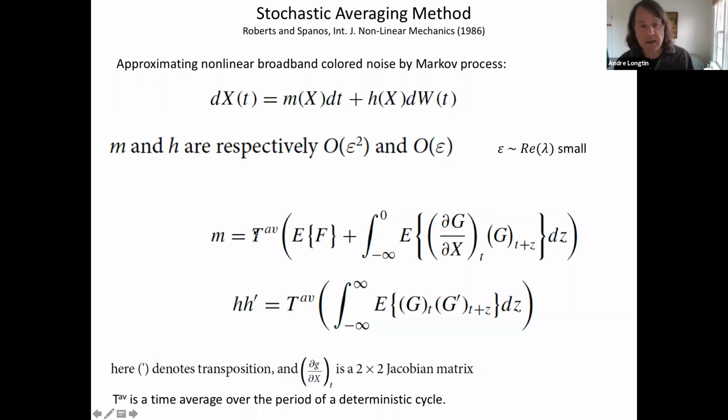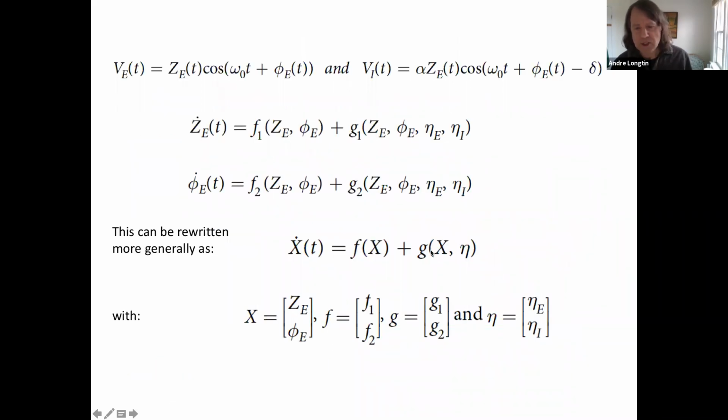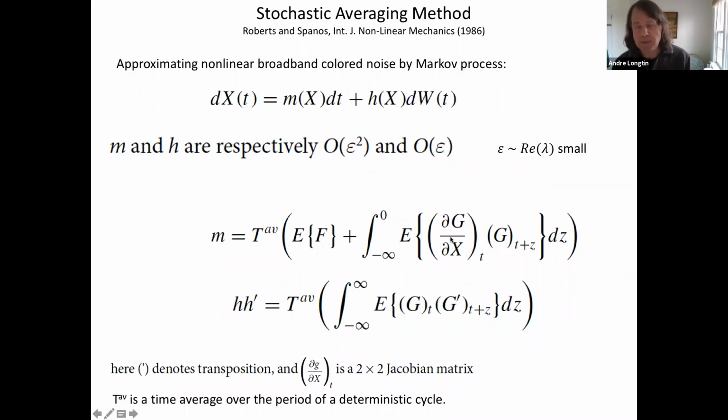You can estimate them by taking the time average of this thing, and this is the expectation of F. That should be big G here, sorry. And then the expectation of the product of these two, obviously this is a matrix, it's a Jacobian. Likewise for H prime, you do a deterministic average and a stochastic average. You have to take the expectations over the noise. You can solve for the coefficients of H, and then you can get H and M here. The average is over the period of a deterministic cycle. That's a choice, and it turns out that it works pretty well.